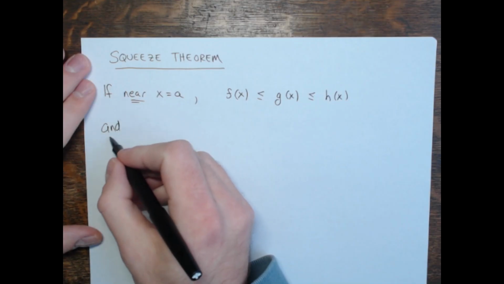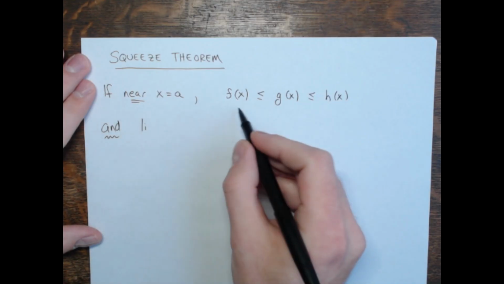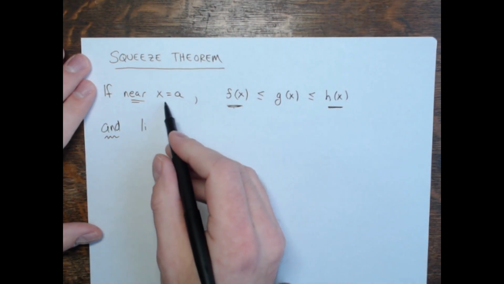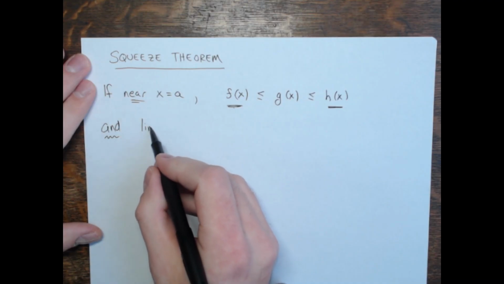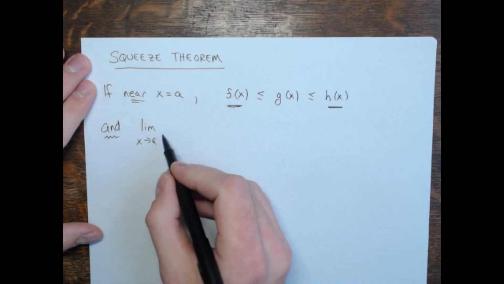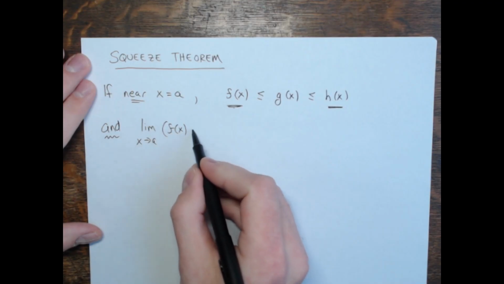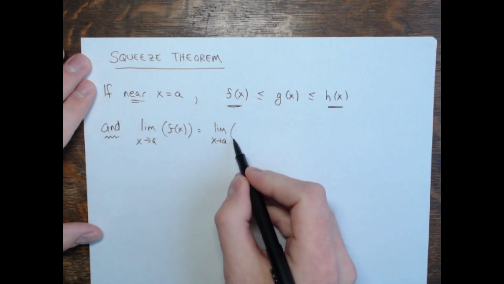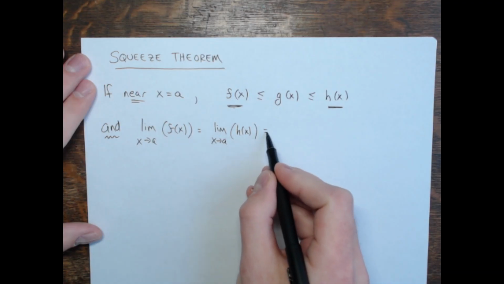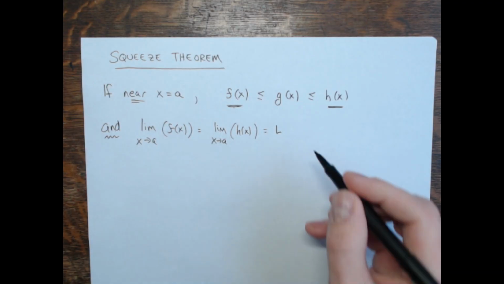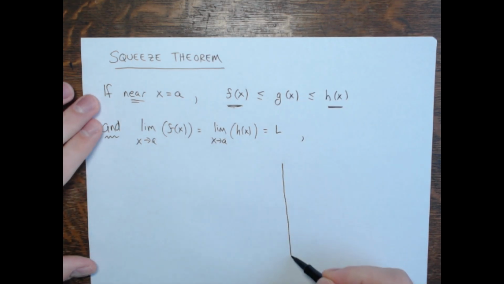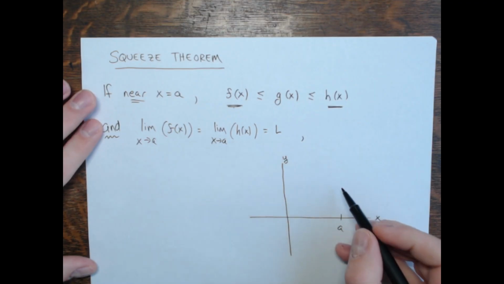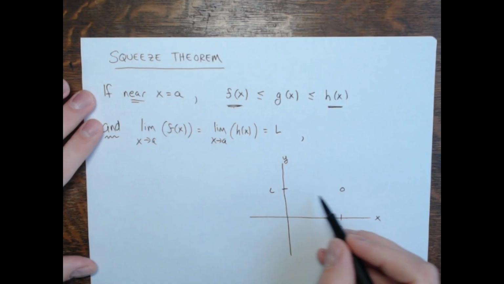And these two outer functions, right, the f and the h, both approach the same value near a. So the limit as x approaches a of f is the same as the limit as x approaches a of h, and say they both approach some value called L. All right. So here's a graphical thing of what's going on here. So here's x equals a, and here's the point a comma L.